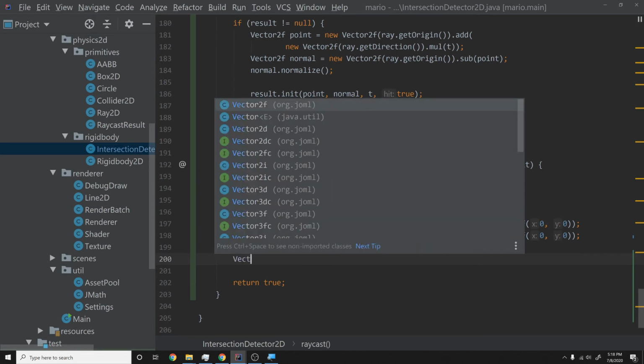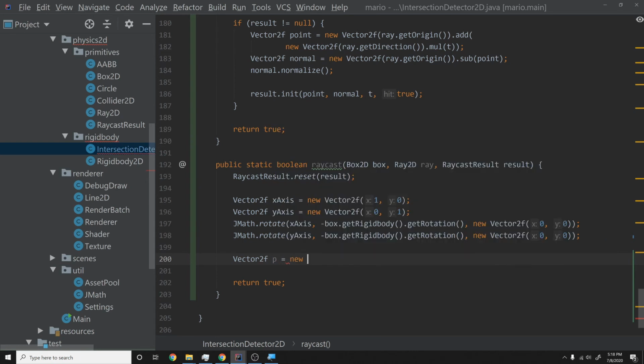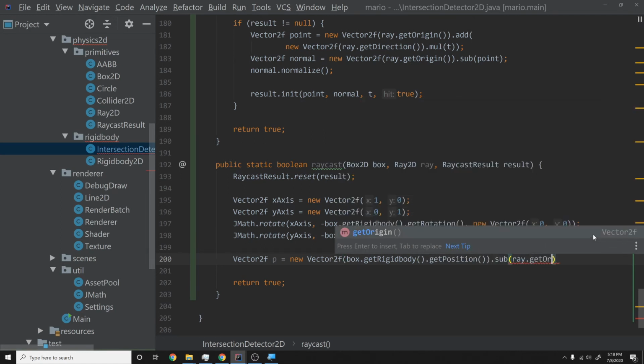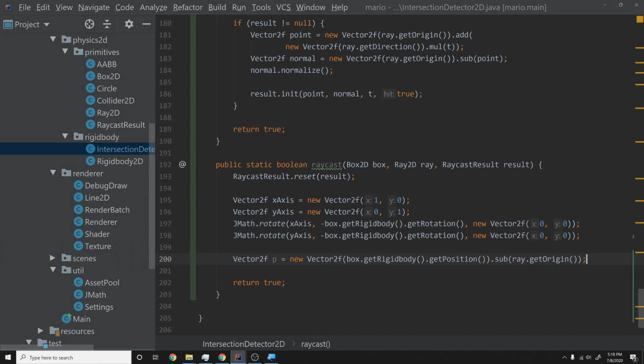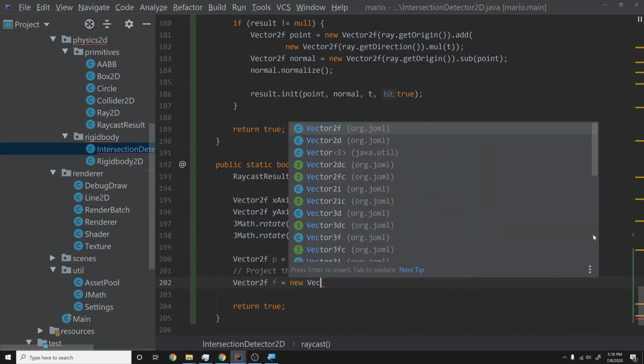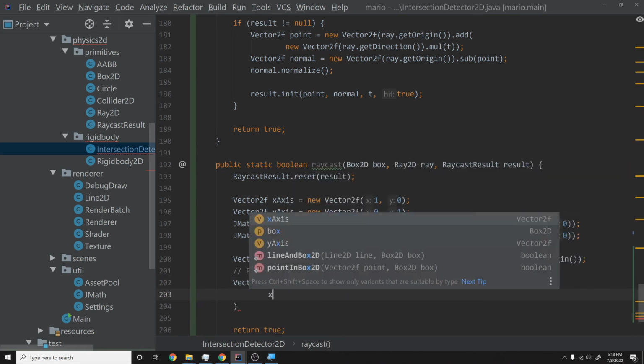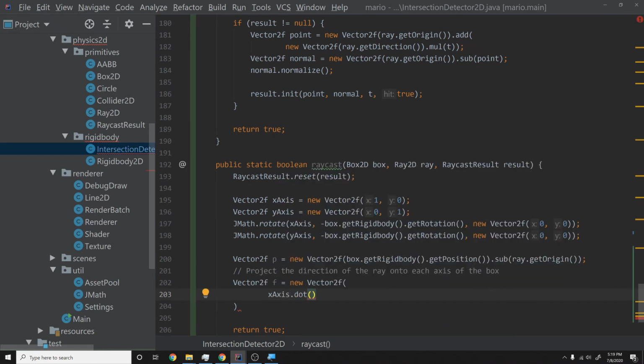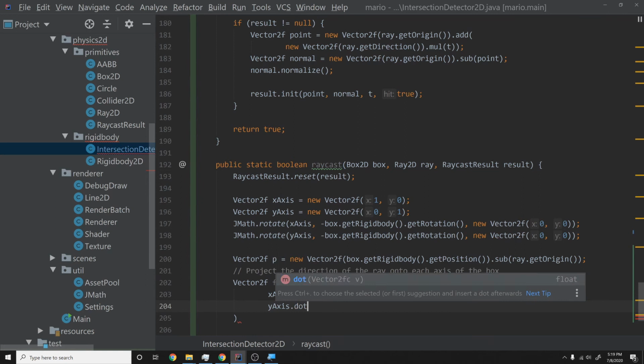Let's get p first, okay? Because that one's not too bad. So p is the new Vector2f, box.getRigidBody.getPosition.sub ray.getOrigin. So that's p. That's not too bad. Now we want to project the direction of the ray onto each axis of our box. And so we're just going to store this in a vector itself. So we're going to say Vector2f f, and we're just going to say this is a new Vector2f, and you'll be able to see what I mean here. We're just going to say x-axis dot p and y-axis dot p, right?